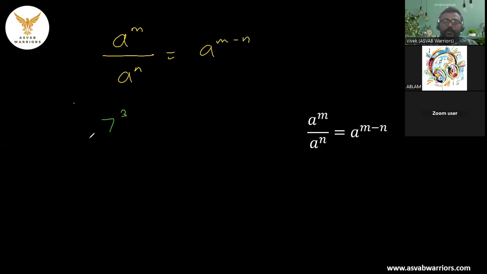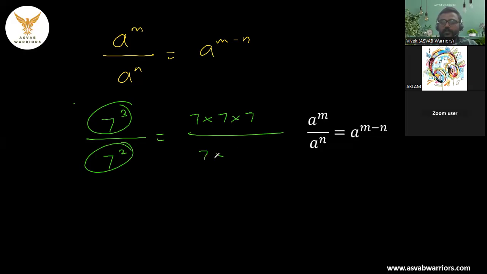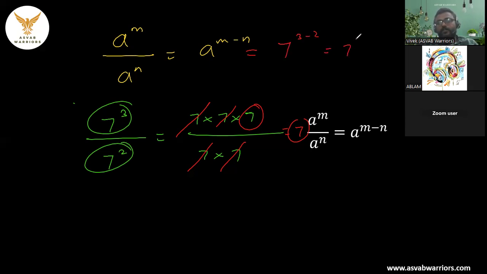So 7 to the power 3 divided by 7 to the power 2. 7 to the power 3 is 7 times 7 times 7, and 7 to the power 2 is 7 times 7. So I can directly cancel this 7 out, this 7 out. What is remaining? Only 7 is remaining. Now without doing much circus, if I just apply this rule, 7 to the power 3 minus 2, because the base was the same and the power was different, I just subtracted the power of the denominator from the power of the numerator, and I got 7 to the power 1, which is nothing but 7 only.